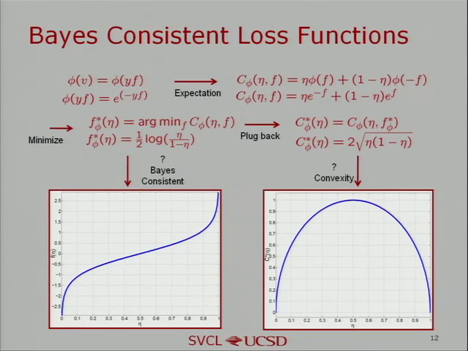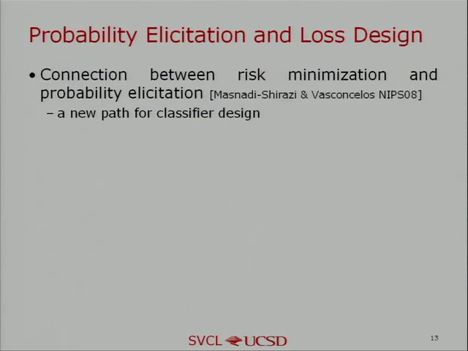But you can immediately see from this example that this traditional approach doesn't actually let you design Bayes consistent loss functions. It only lets you check to see whether a loss function is Bayes consistent or not. And we can say that we got lucky with the exponential because all these things fall into place. So in our next section, we're going to propose a new path for designing Bayes consistent loss functions.